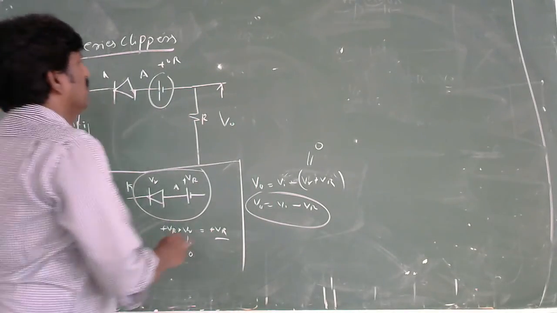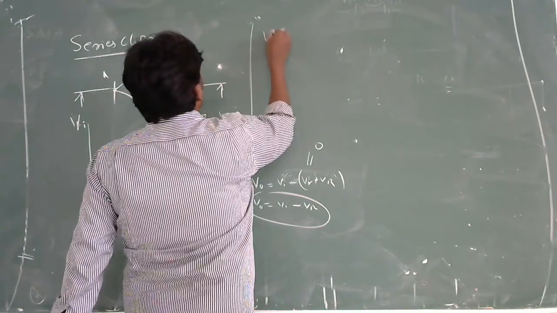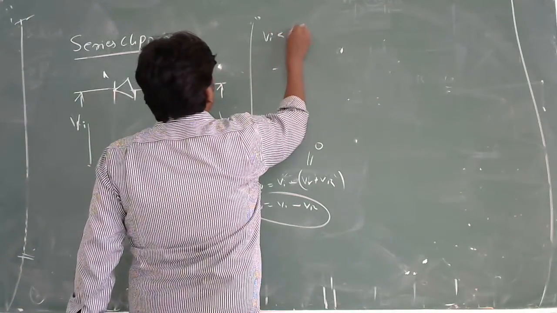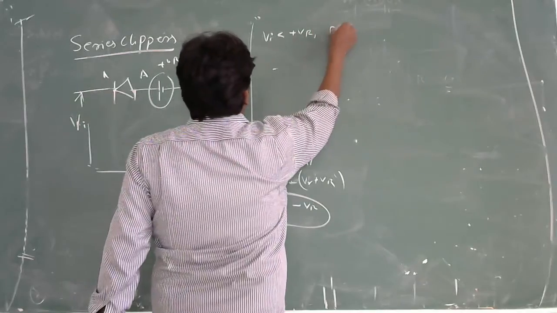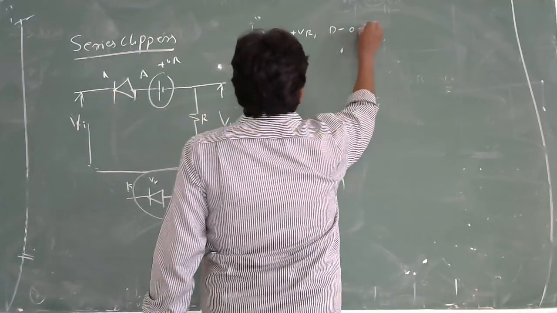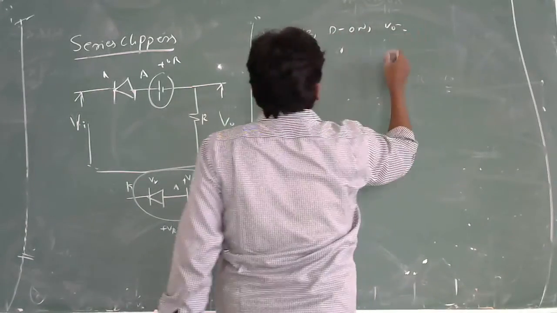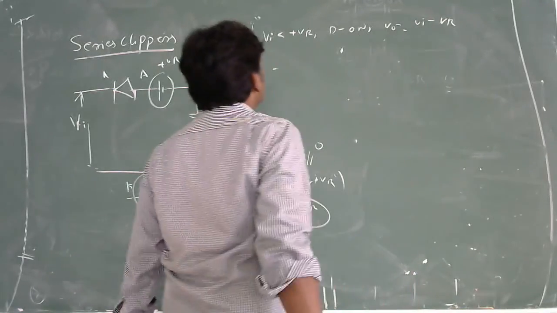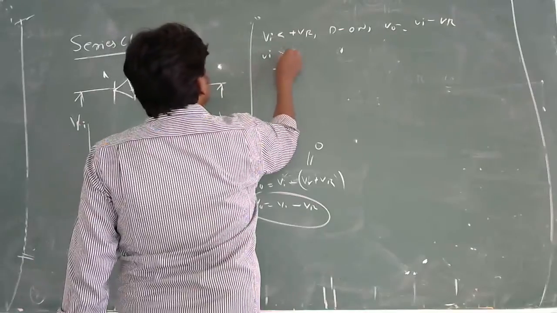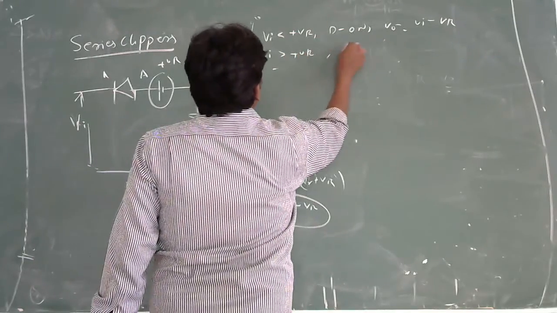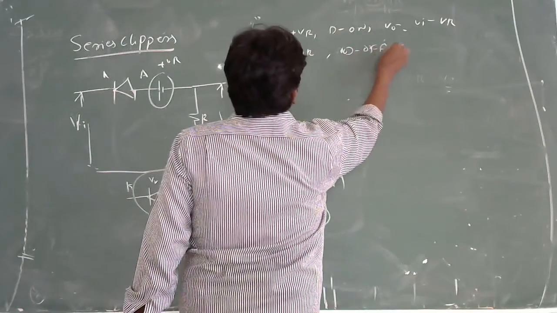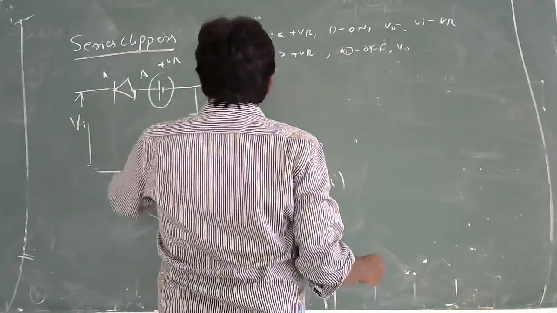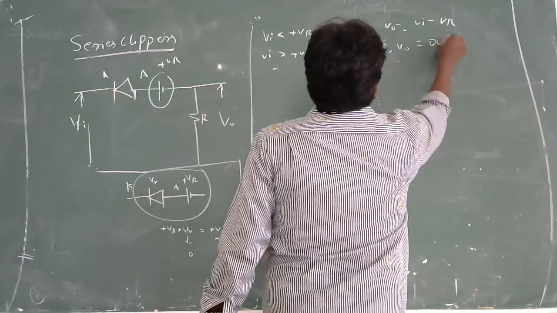Just observe here. When VI is less than plus VR, then the diode is in on condition, and V naught is equal to VI minus VR. Then, if VI is greater than plus VR, the diode is in off condition, and V naught is equal to 0 volts.